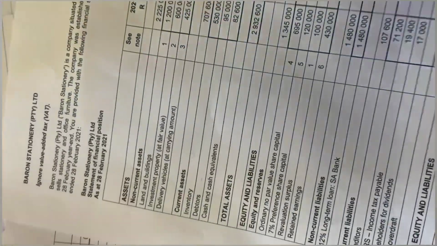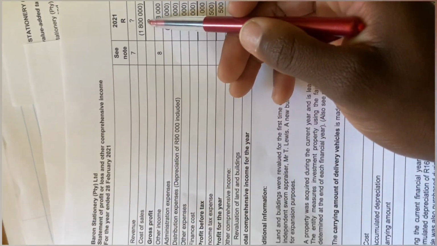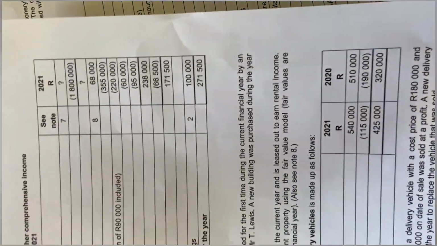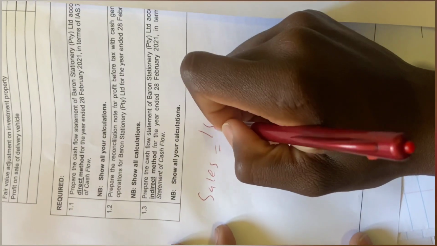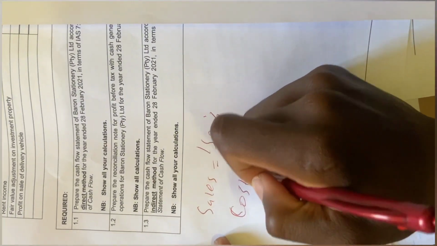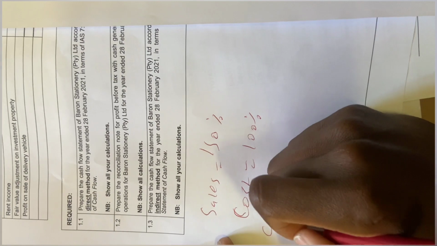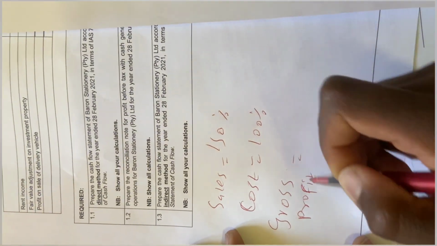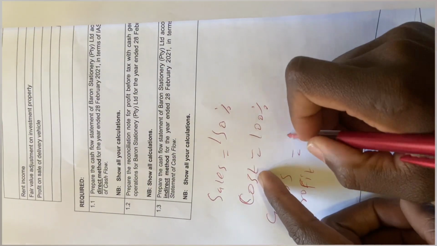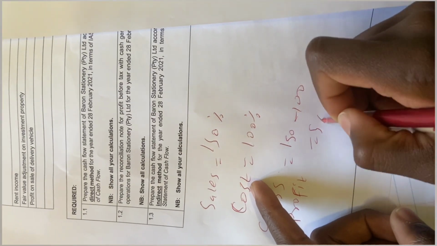Then it must be somewhere else. Let's see. It must be, oh yeah, in the income statement. They gave us the cost of sales as 1.8 million. So we have adjustment number 7. They told us the entity obtains a gross profit markup margin of 50% on cost. If the markup says on cost, this tells you your sales must be 150%, and then the cost has to be 100%. Automatically the gross profit will be, let's not forget, sales minus cost of sales, 150 minus 100, which equals 50%.